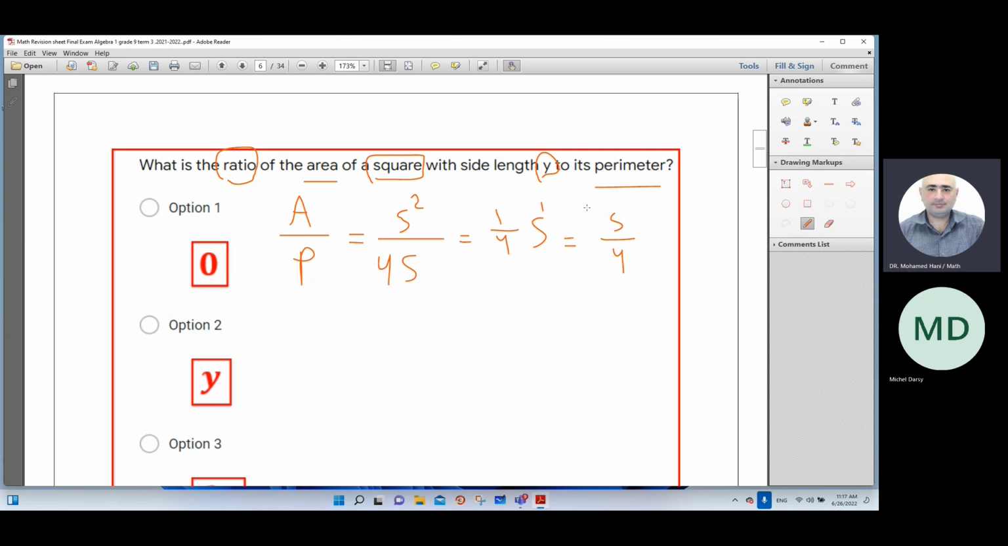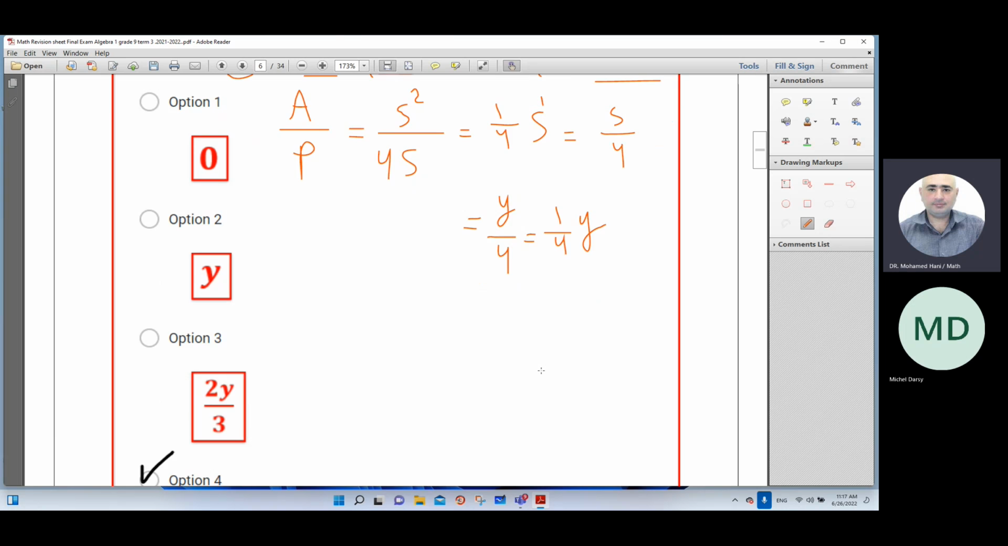So what is the value of s? As you see here, the length will be y. So substitute the value of s with y. So we can write y over 4, or we can write 1 over 4 times y. This is the ratio.